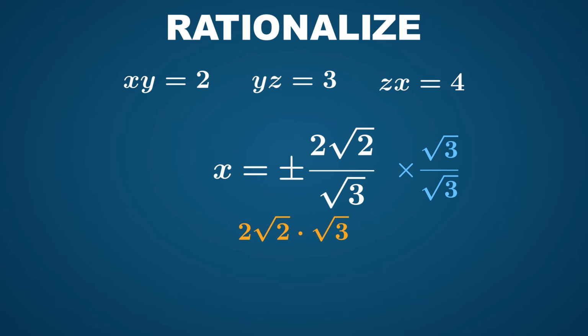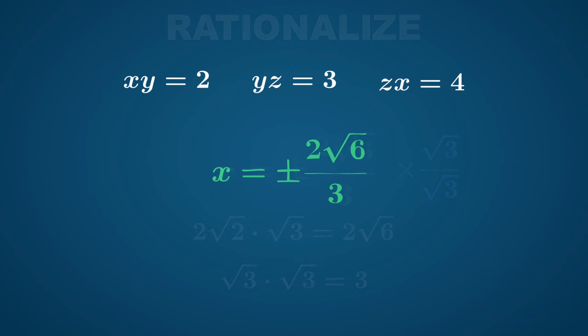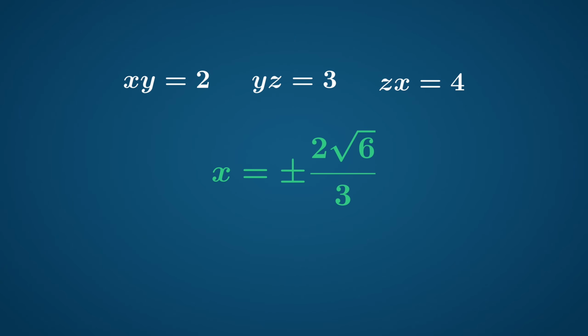The top becomes 2 times the square root of 2 times root 3. Root 2 multiplied by root 3 is exactly the square root of 6. The top of our fraction is now simply 2 times the square root of 6. The bottom of the fraction becomes root 3 multiplied by root 3. This simplifies perfectly to the whole number 3 in the denominator. Thus, x equals positive or negative 2 root 6 divided by 3.